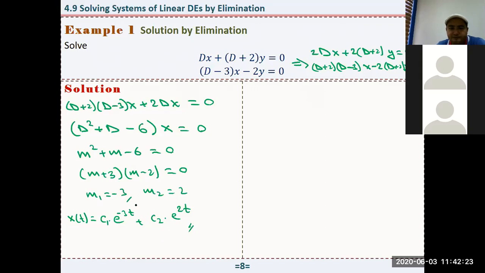In a similar way, let me do it here. Now I'm going to eliminate x. Here we have D, here we have D minus 3. So the first one I should multiply by D minus 3. So here we have (D minus 3)Dx plus (D plus 2)(D minus 3)y is equal to 0, multiplying both sides by D minus 3. The second one by D plus 2. So here we have (D plus 2)(D minus 3). Sorry.